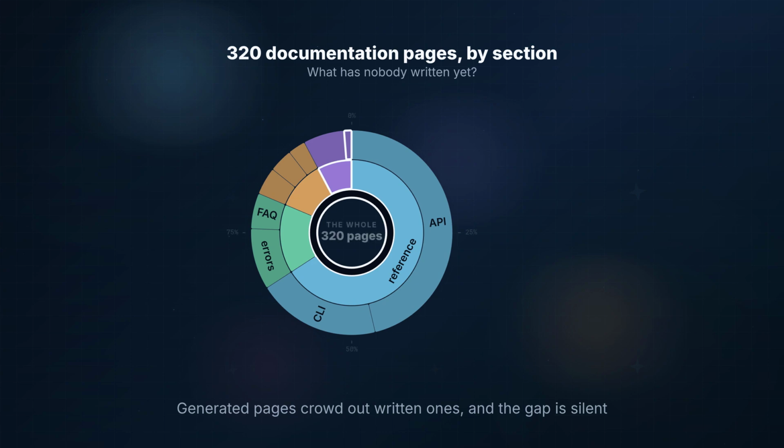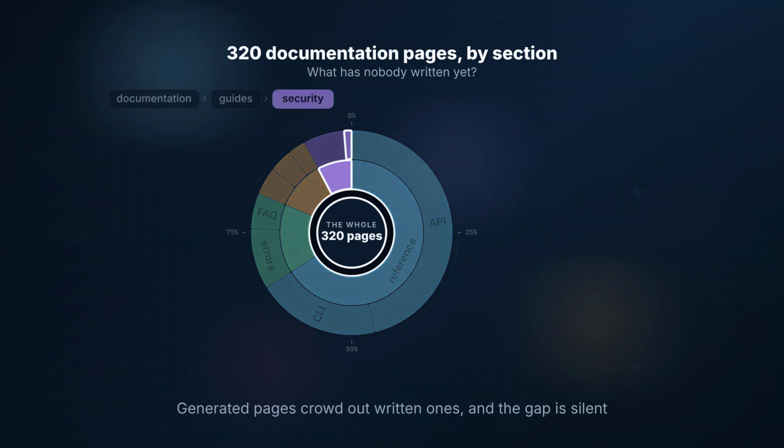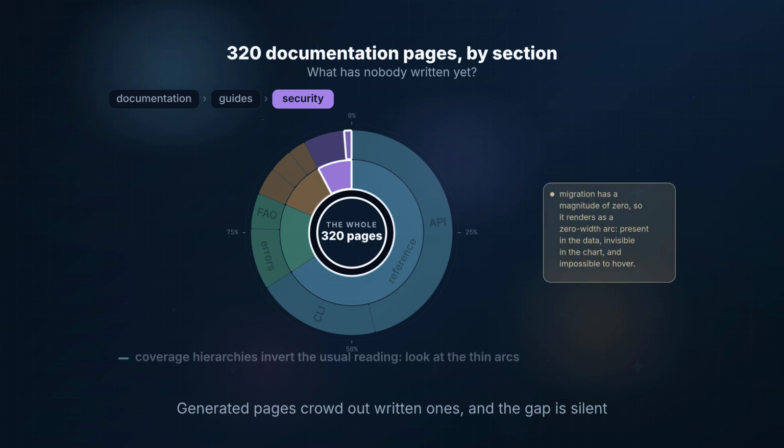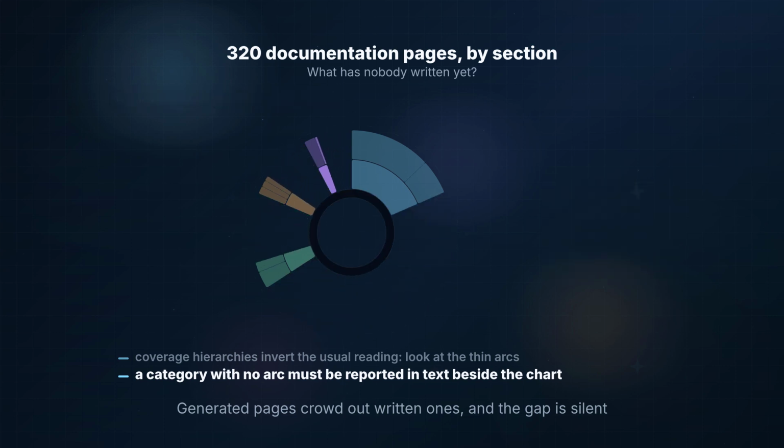Coverage is a hierarchy where the interesting arcs are the small ones, which inverts how you read the picture. 320 documentation pages. Reference dominates, and it should, because reference is generated from code, and guides are written by hand. So ignore the big wedge and look at guides. Deployment is healthy. Security has 4 pages for a subject that deserves far more, and migration has none, so it has no arc at all. Absence has no geometry, which is why empty categories must be printed in text beside the circle.